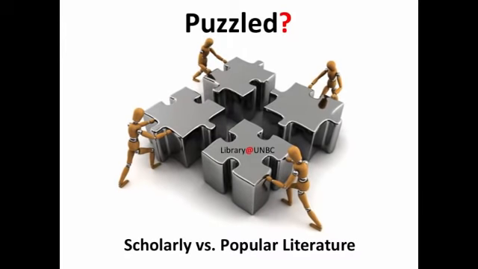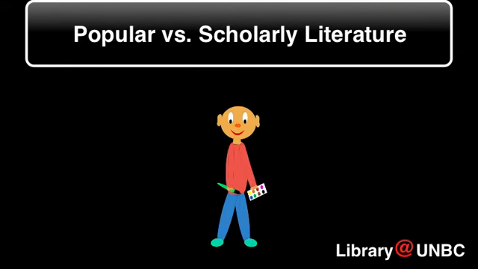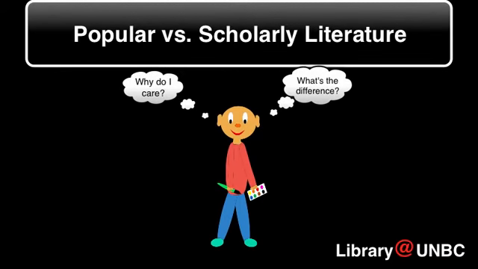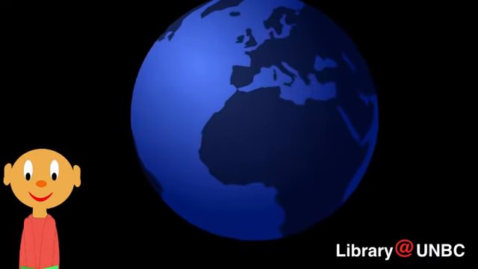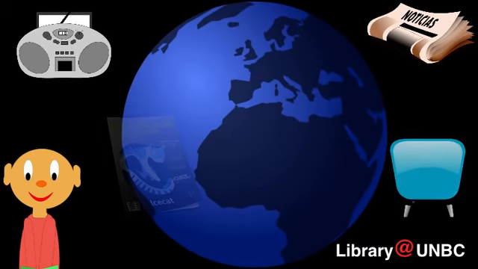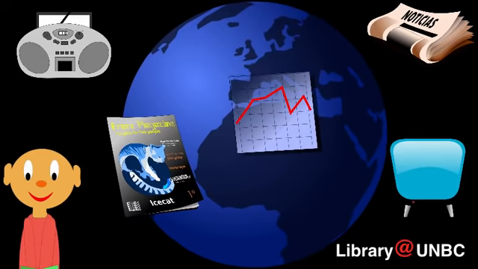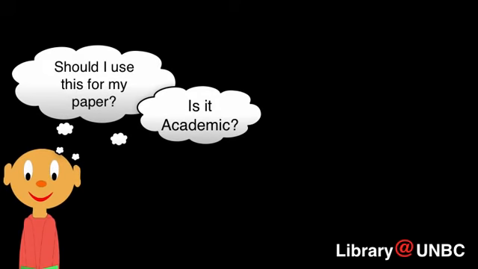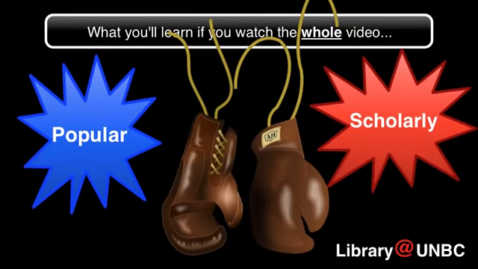Scholarly versus popular literature. The ability to differentiate between popular and scholarly literature is a very important and practical skill to possess. Information is everywhere, and it's up to you to be able to determine what it is that you are looking at and if it's appropriate for academic research. This video will help you to identify the various characteristics associated with each type of literature.